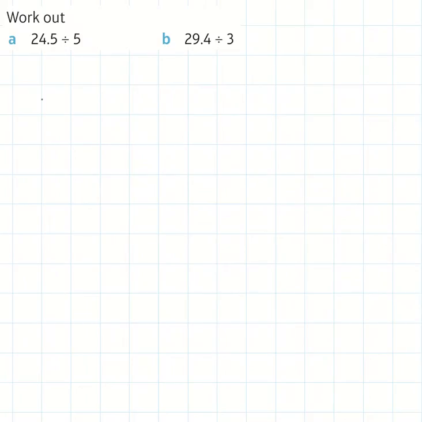In this lesson, we're going to have a look at dividing decimals by whole numbers. Now, we'll start with our first example, so 24.5 divided by 5. Now, this requires no special method. We're just going to use the bus stop method like we would when we're dividing any other number.